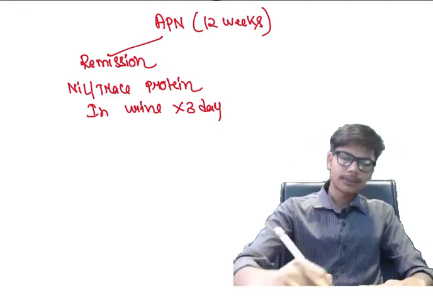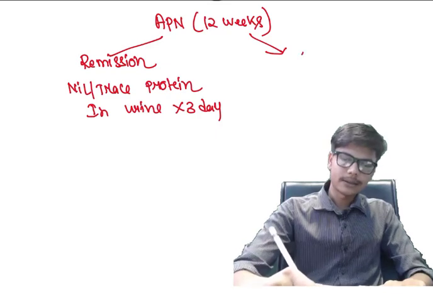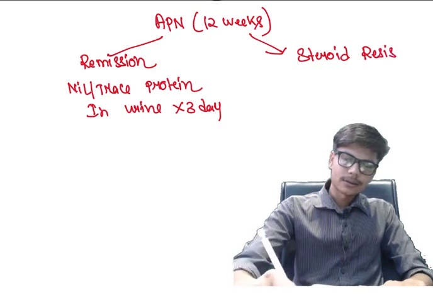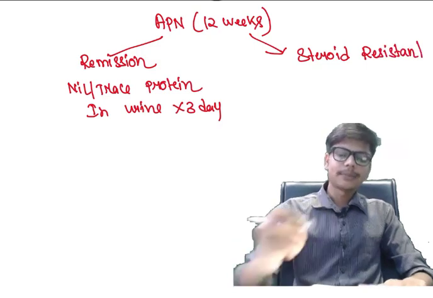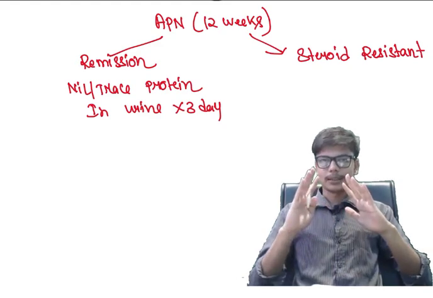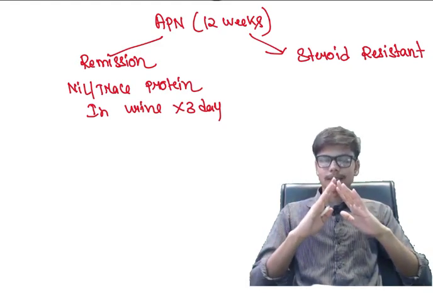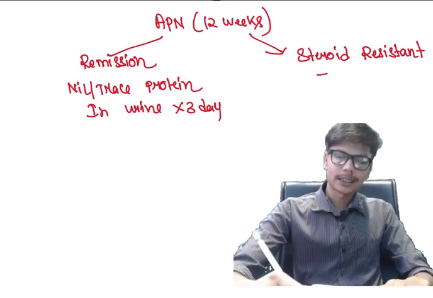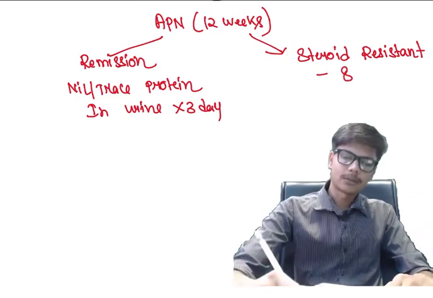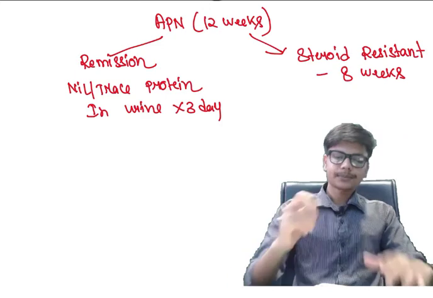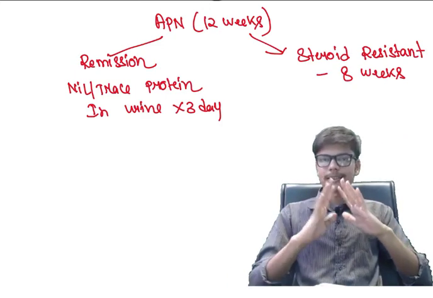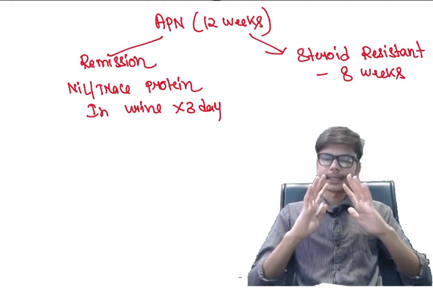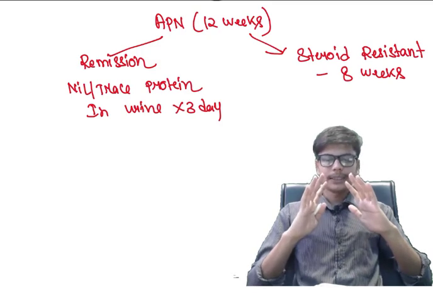Or the person may be steroid resistant. He or she may not respond to this steroid treatment for around 8 weeks, and we say that he or she is a steroid resistant nephrotic syndrome. If the proteinuria has not abolished after treatment for around 8 weeks, we say that this person is a steroid resistant nephrotic syndrome. There is no remission after treatment with steroid for 8 weeks.